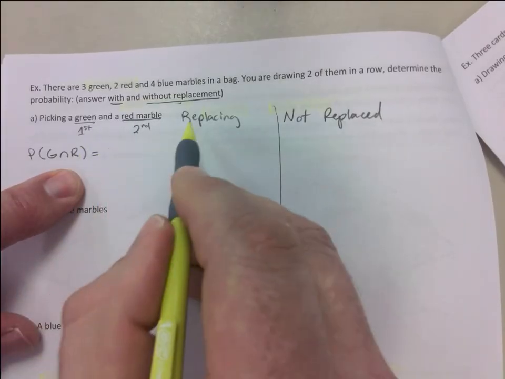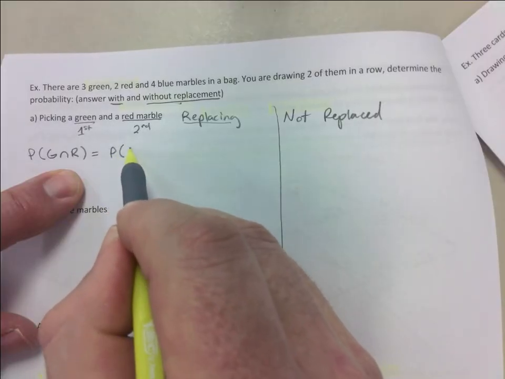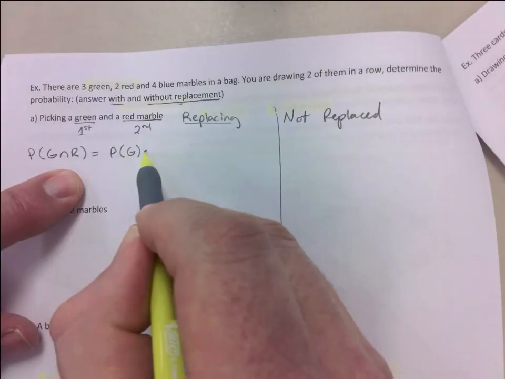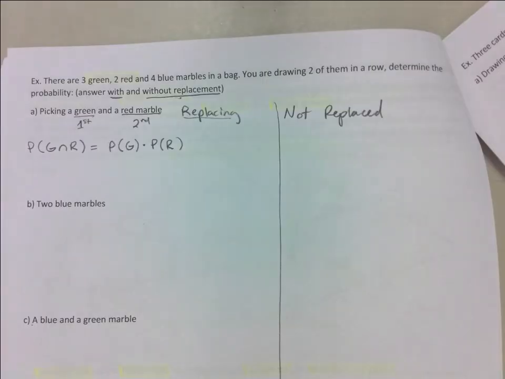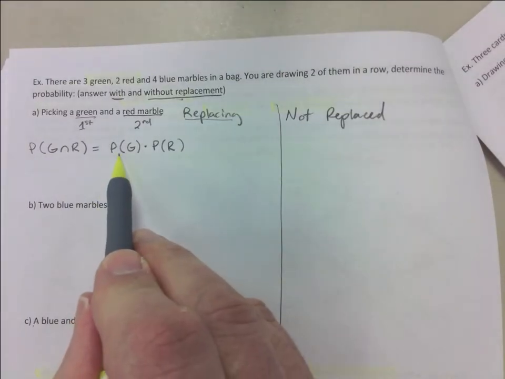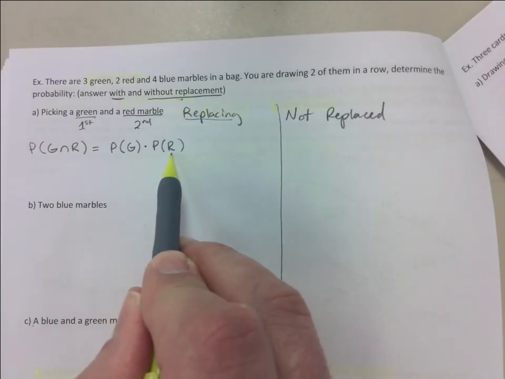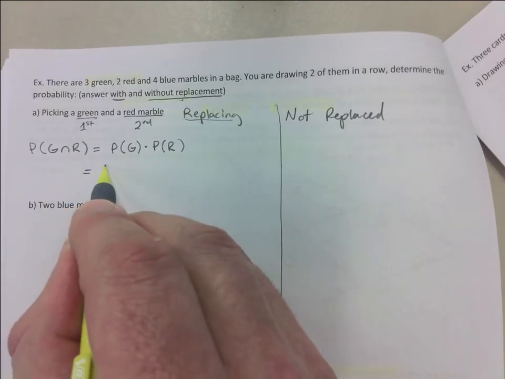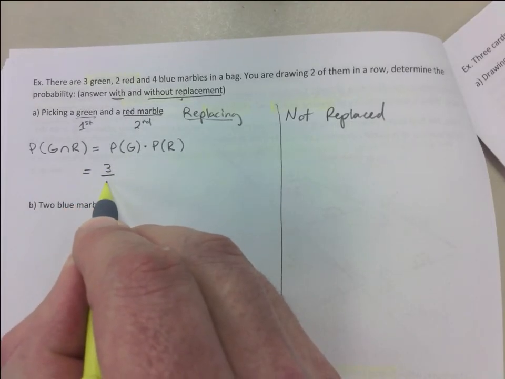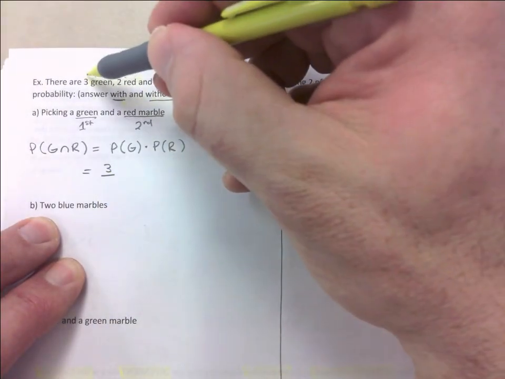In this case, if you're replacing, these are independent events. And this is how I'm going to show you that these are independent events. I'm just going to take the probability of green and multiply it by the probability of getting a red. What is the probability of getting a green? It would be 3 out of, did anybody do the total already? 3 and 2 is 5, and 4 is 9.